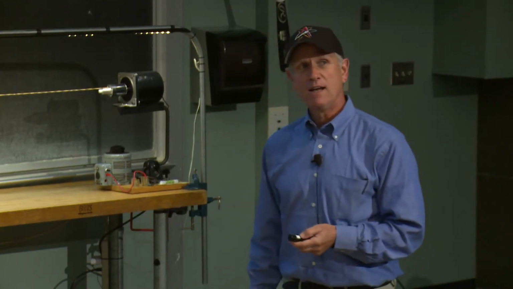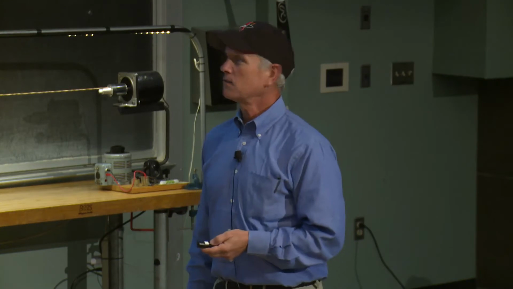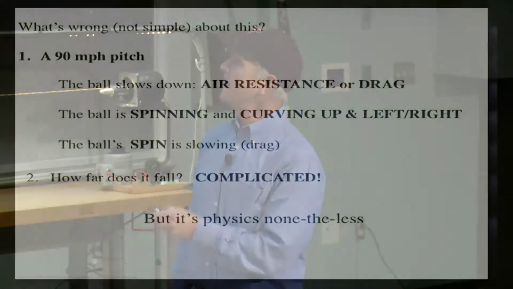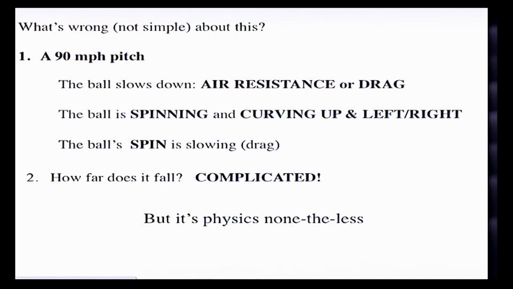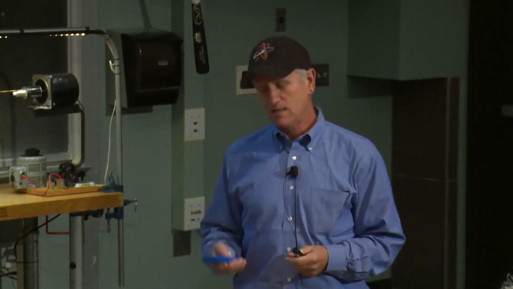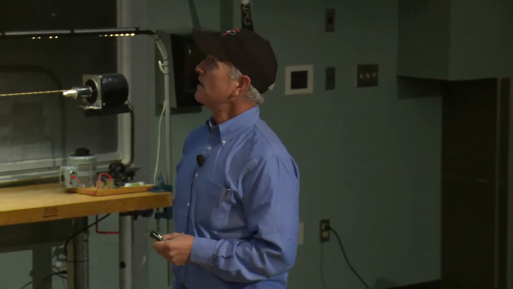More than 2/3 of the time, the batter does not successfully hit the ball one way or another. But the spin of the ball, just like the speed of the ball, is slowing down. So that makes it even more complicated over that 0.4 of a second as the ball goes from the pitcher towards the plate. And how far does it fall? Well, that's rather complicated. But this, of course, is all physics. It's just more complicated. So we're going to understand some of the complications.